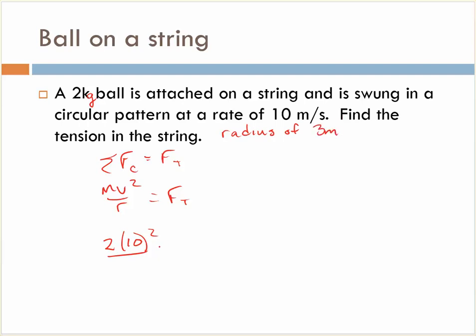Now, I had this stuff added in here. I must have not saved it after I had it typed in and closed it without saving. So that's a little frustrating. But at any rate, 10 squared is 100, times 2 is 200. 200 divided by 3. The force of tension here is going to be about 66.7 newtons.